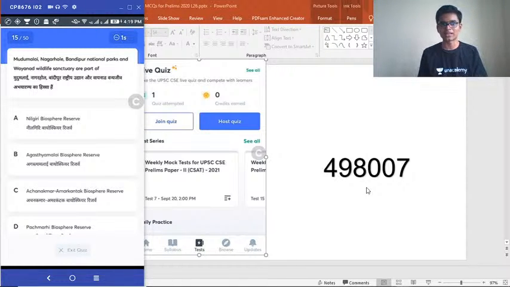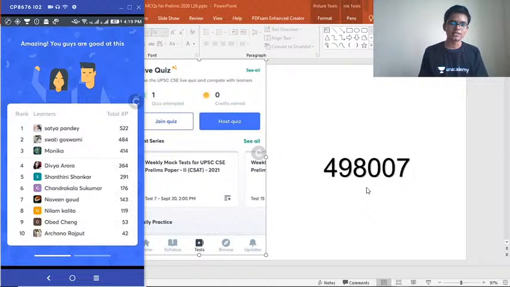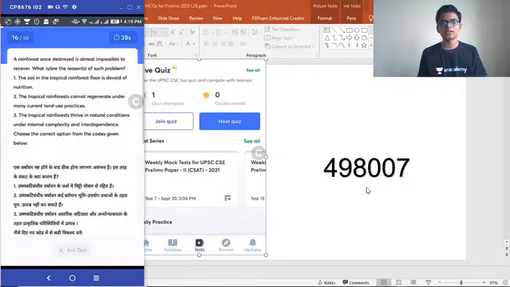Yeah, last 3 seconds. And yes, time's up. The correct answer option A, Nilagiri. Okay. 56% only getting it. Moving on to question number 16.